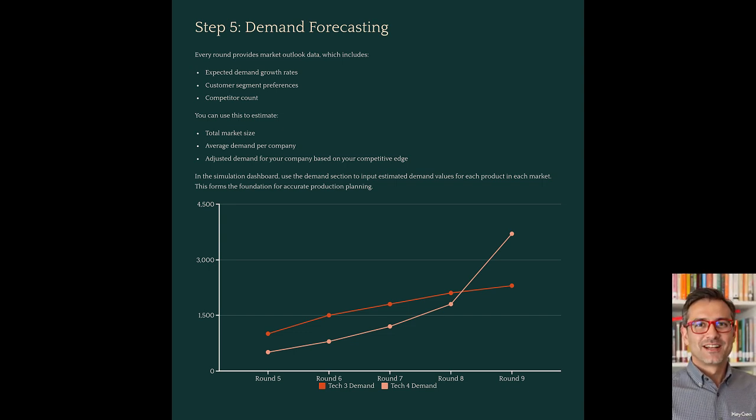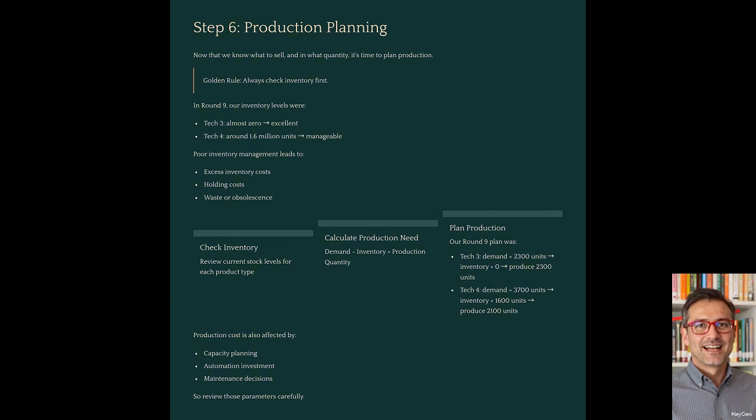Now that we know what to sell and in what quantity, it's time to plan production. Golden rule: always check inventory first. In round 9, our inventory levels were Tech 3, almost zero; excellent. Tech 4, around 1.6 million units; manageable. Poor inventory management leads to excess inventory costs, holding costs, waste, or obsolescence.